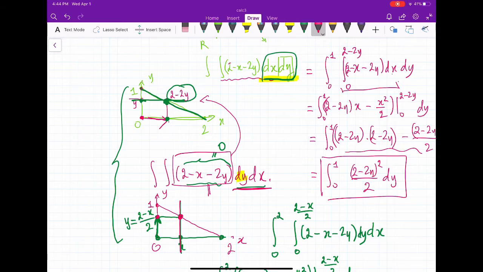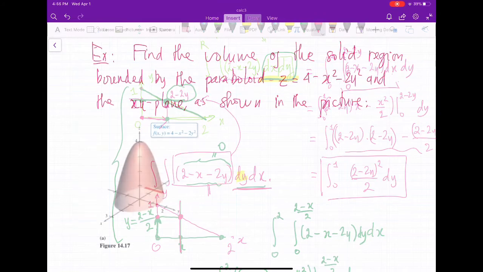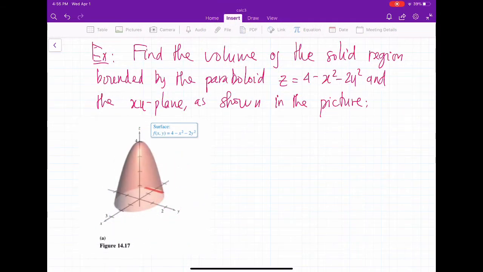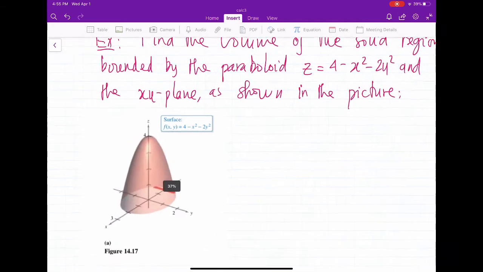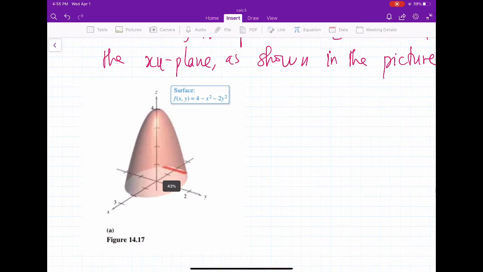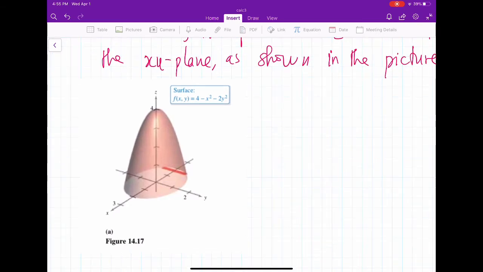Okay? Let's consider the following example. Find the volume of the solid region bounded by the paraboloid z equal to 4 minus x squared minus 2y squared and the xy plane, as shown in the picture. So you have the picture on your screen, the surface z equal to 4 minus x squared minus 2y squared right here. And you need to find the volume of this solid region.